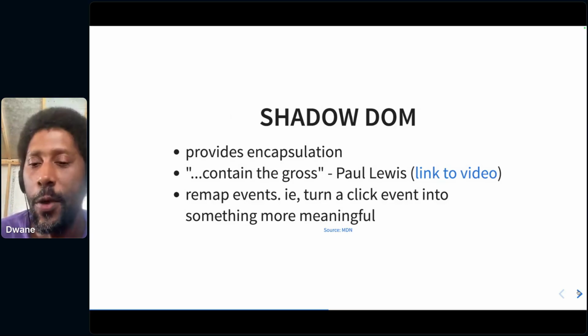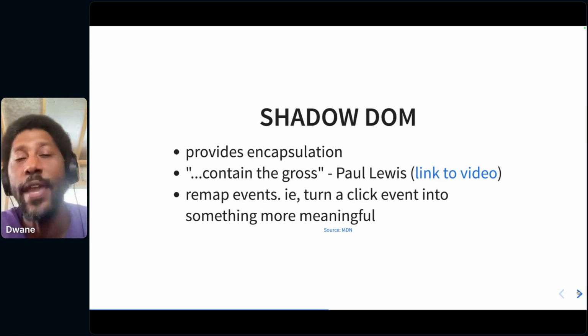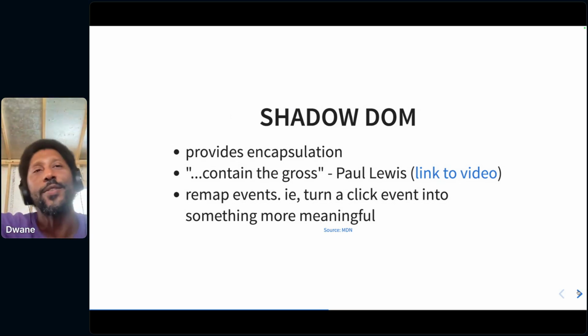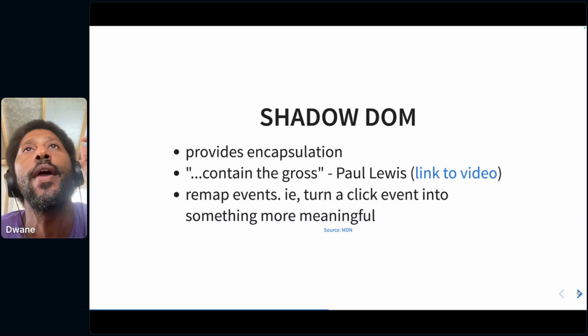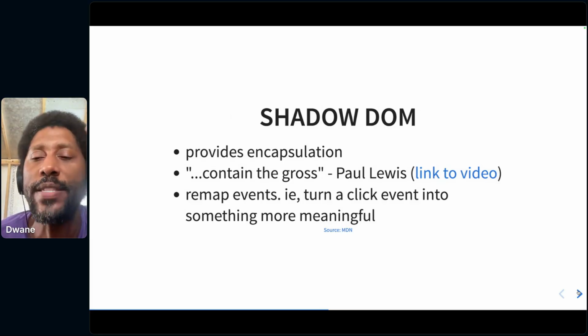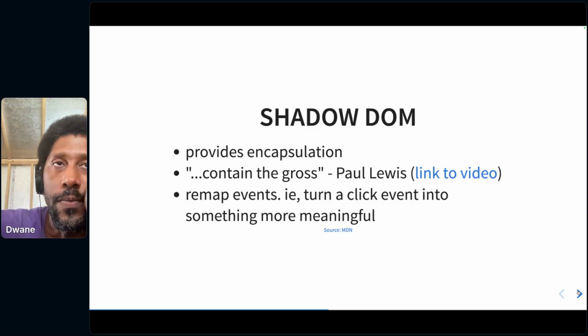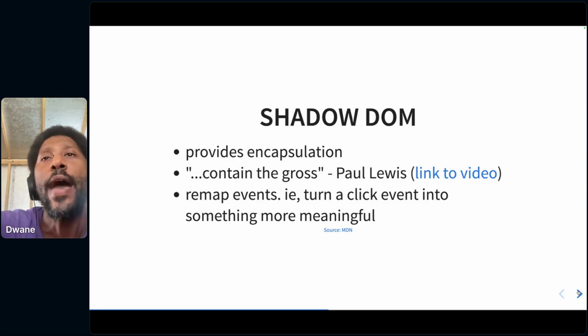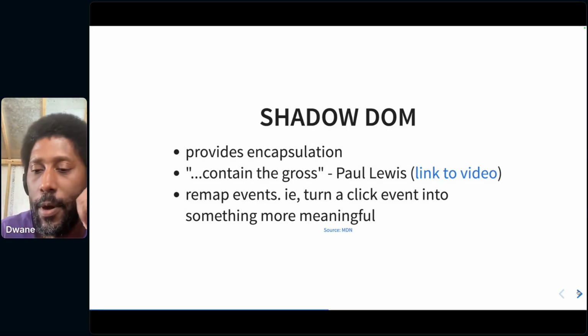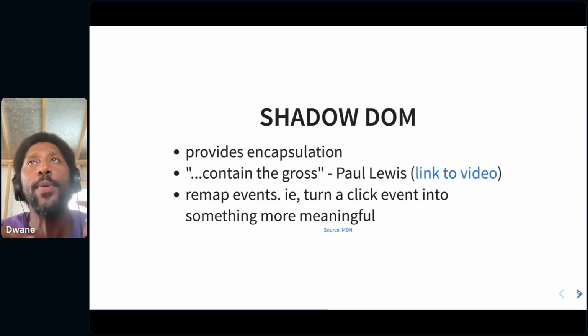And so you can kind of think of the shadow DOM as like the inside of the TARDIS. On the outside, it looks like a regular phone booth. Inside is a whole other world. So that's kind of like what the shadow DOM does. And what's cool is, like I said, it provides encapsulation. So the stuff you have inside doesn't leak out unless you want it to, right? And the stuff on the outside, unless you want it to, doesn't really affect the inside of your web component. And what's cool is also that you can remap events.